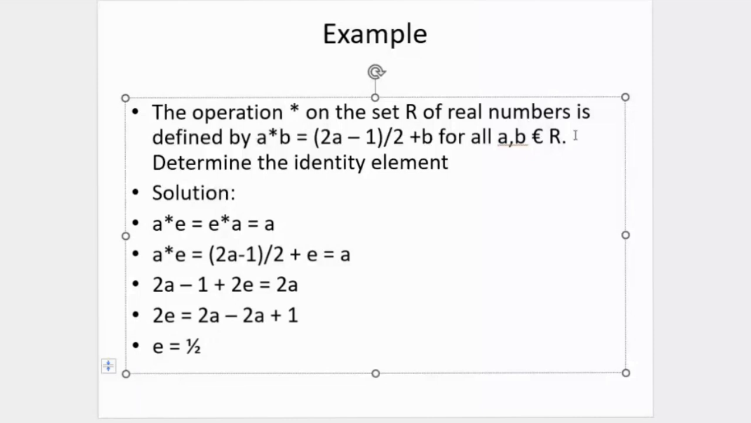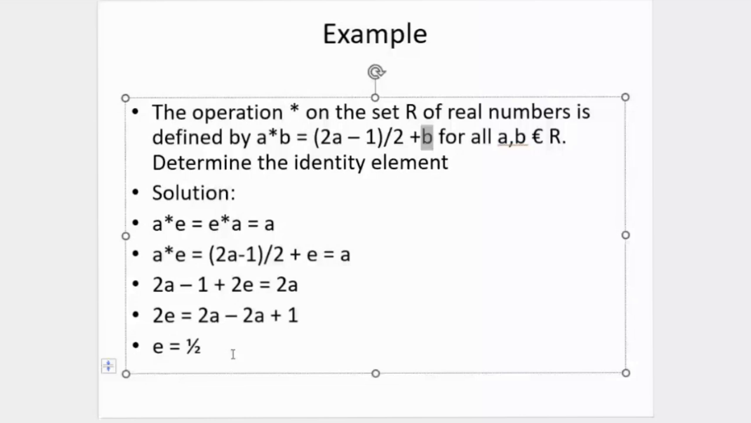So, in the set of real numbers, any random number, 10 is a real number, right? So if I were to do 10 asterisk, our identity element is half. So if I were to put 10 here, 2 times 10 is 20, minus 1, 19. Right? And then 19 over 2, which is 9.5. Then plus, now we're replacing this B with half. 9.5 plus half, which is 10. So that operation has given me my original element of the set, which is 10.